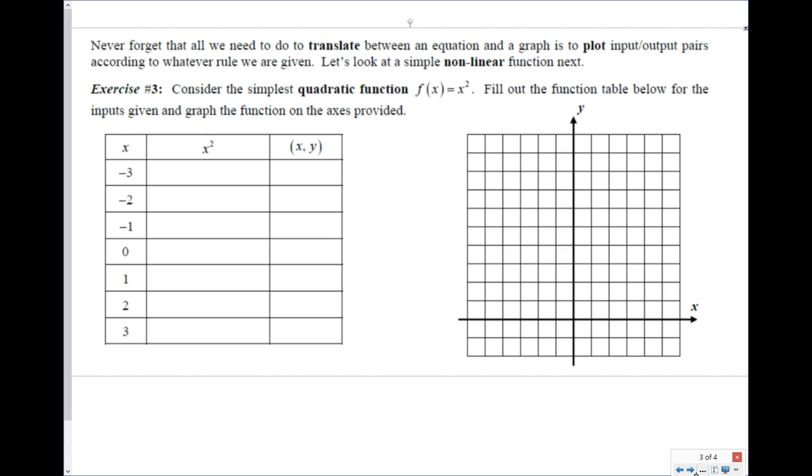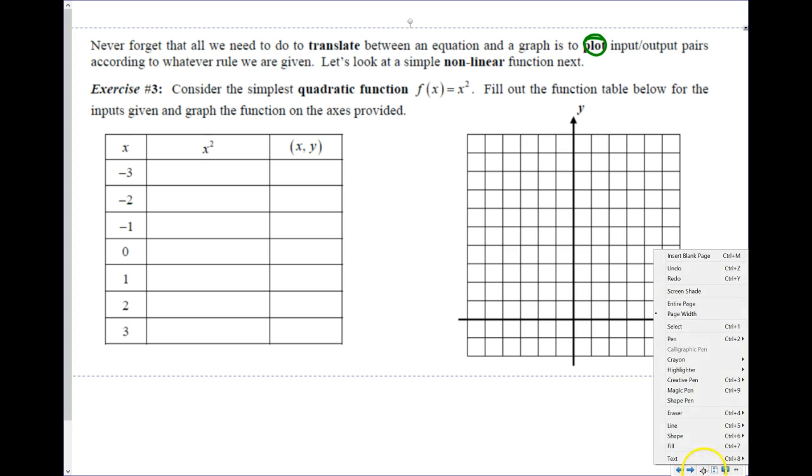Exercise 3. Never forget that all we need to do to translate between an equation and a graph is to plot input-output pairs according to whatever rule we're given. So no matter what equation they give you, it could have square roots, it could have exponents, it could have lots of different pluses and minuses. All you have to do is plug in inputs and do PEMDAS, like from Unit 1, or use your calculator and find your output.